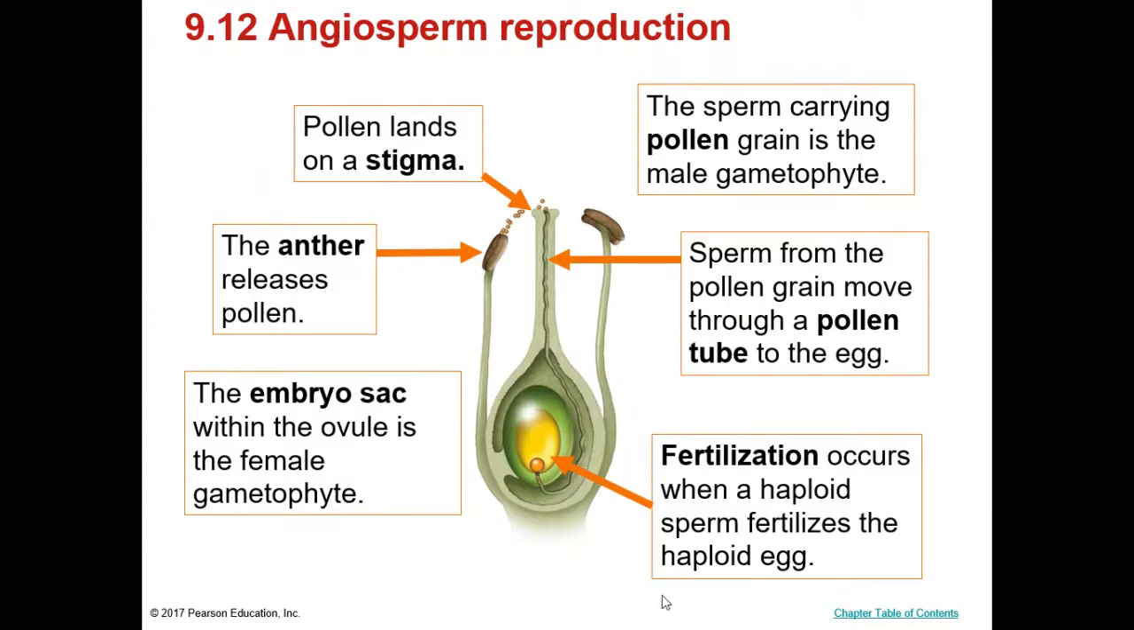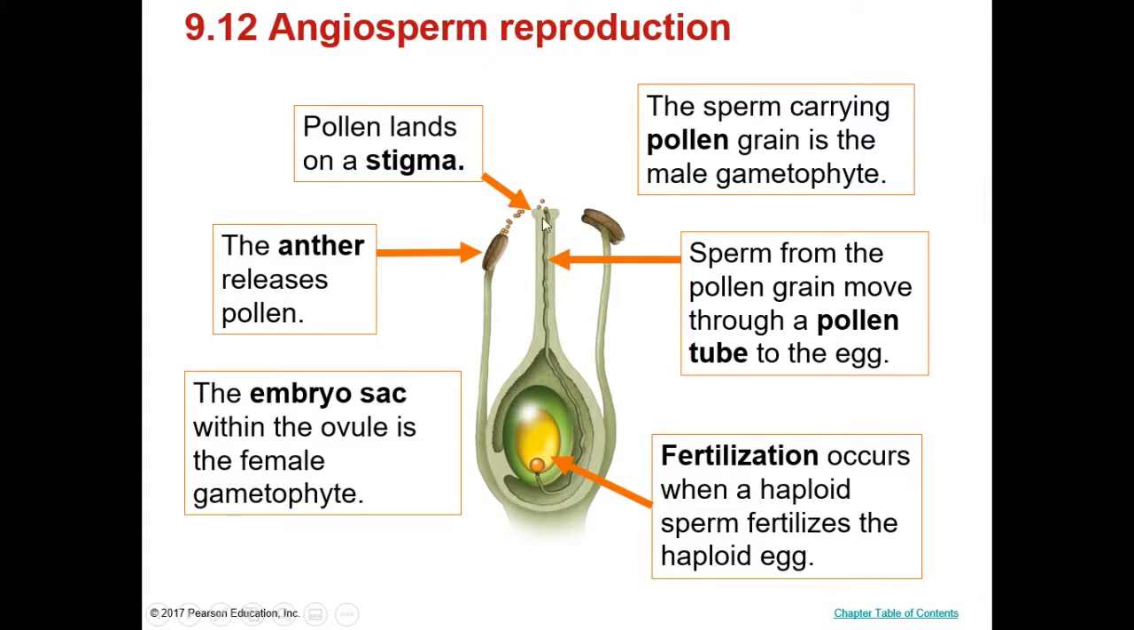So if we zoom in, remove everything else and just leave the reproductive parts of it, we're going to see the embryo sac. Here's the embryo sac right there. Here's the anther that releases pollen. That's the function of the anther. The pollen lands on the stigma in this plant. This actual flower contains both the male, if you will, and female parts.